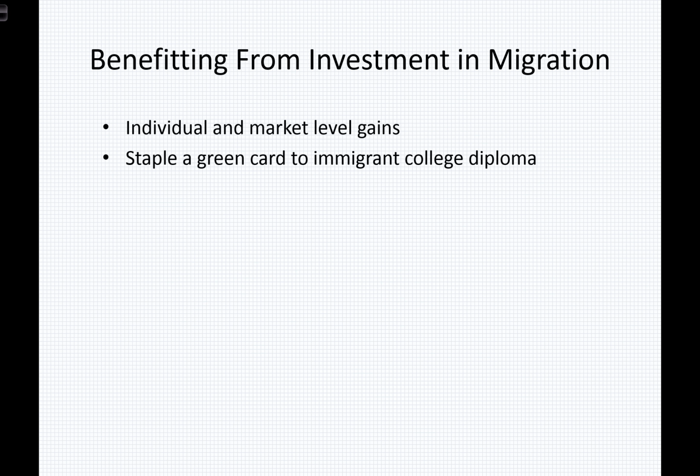Lastly, and a little bit of this falls into my opinion category, which I'm rarely interested in giving you, but I feel strongly about this one. Lastly, we find that both individual and market level gains take place in our marketplace because of immigration. We have a richer, more culturally diverse marketplace because of immigration.